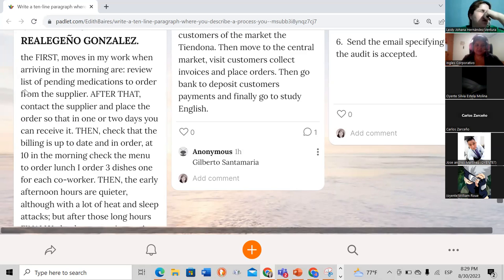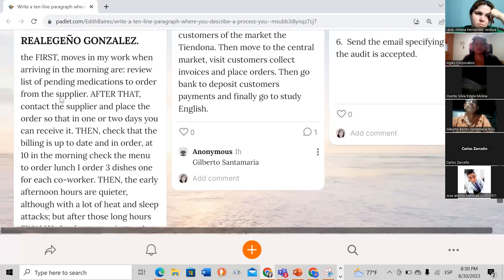For example, the first task that I do is review a list of pending medication to order from the supplier. That has been ordered in the past from the supplier, okay? After that, I contact the supplier and place the order, period, there. Okay? So that in 1 or 2 days, you can receive it. Inform the supplier that they will receive that in 2 days. Then check that billing is up to date and is in order, period.